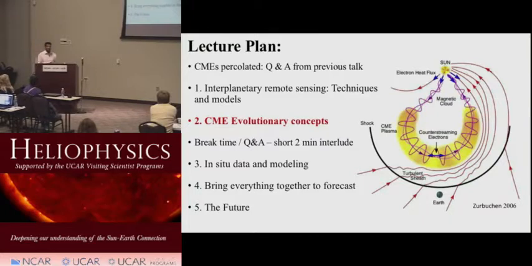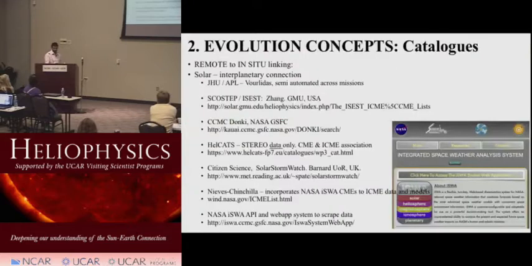So you'll have a lot of scientists that were heliospheric scientists that would look at only in-situ data. And then you had the solar guys who would only look at the coronagraphs. An example of this summer school is trying to link all that together. And so we've tried to get a good handle of what's happening in the evolutionary stages. So we're going to talk about that.